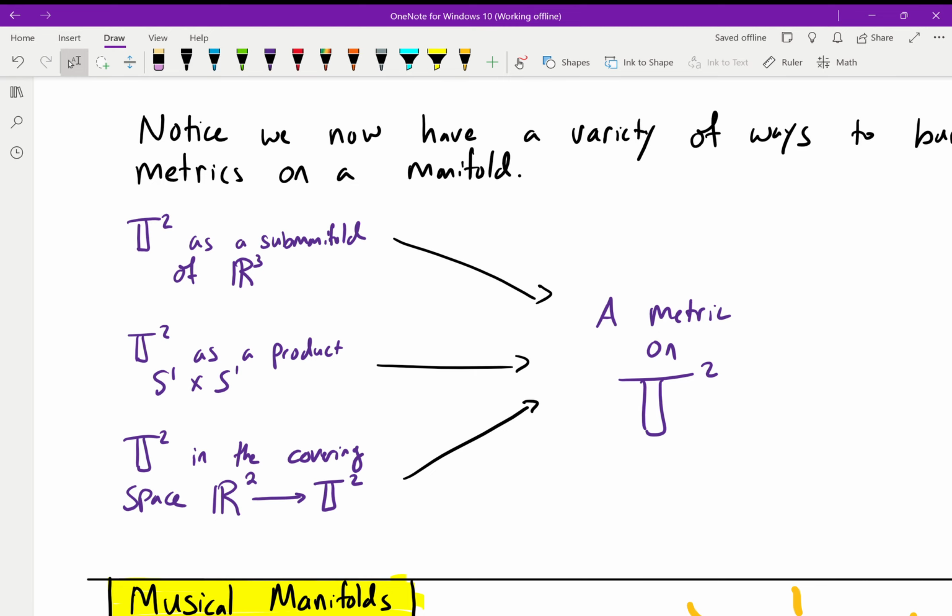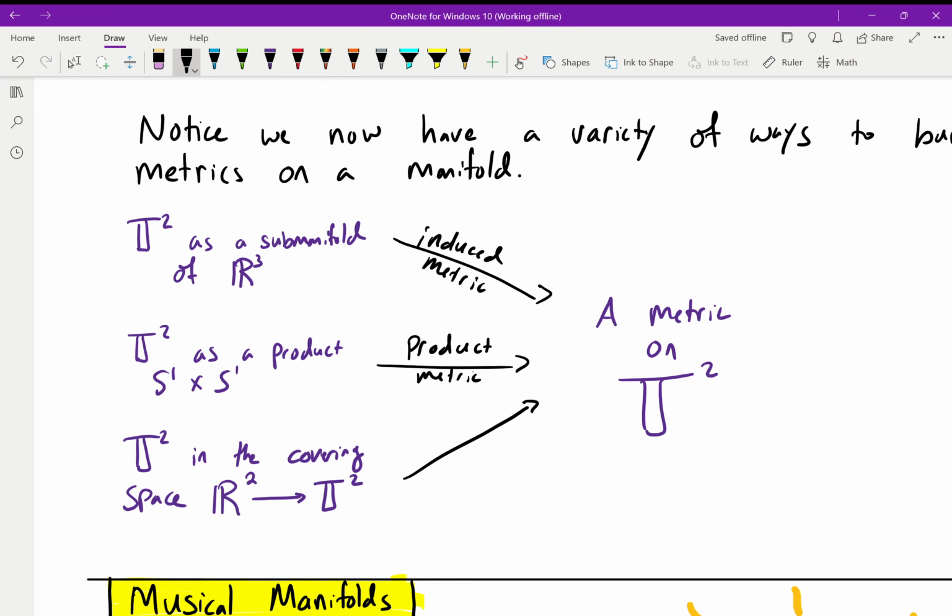But no, yeah, absolutely. This is to say that you could also get a metric on the 2-torus in a myriad of ways. You could think of the torus as sitting inside 3-space, in which case you can get your induced metric there. Or you can think of T2 as S1 times S1, and in that case you could put your product metric on it, provided, of course, you already have a metric on S1.